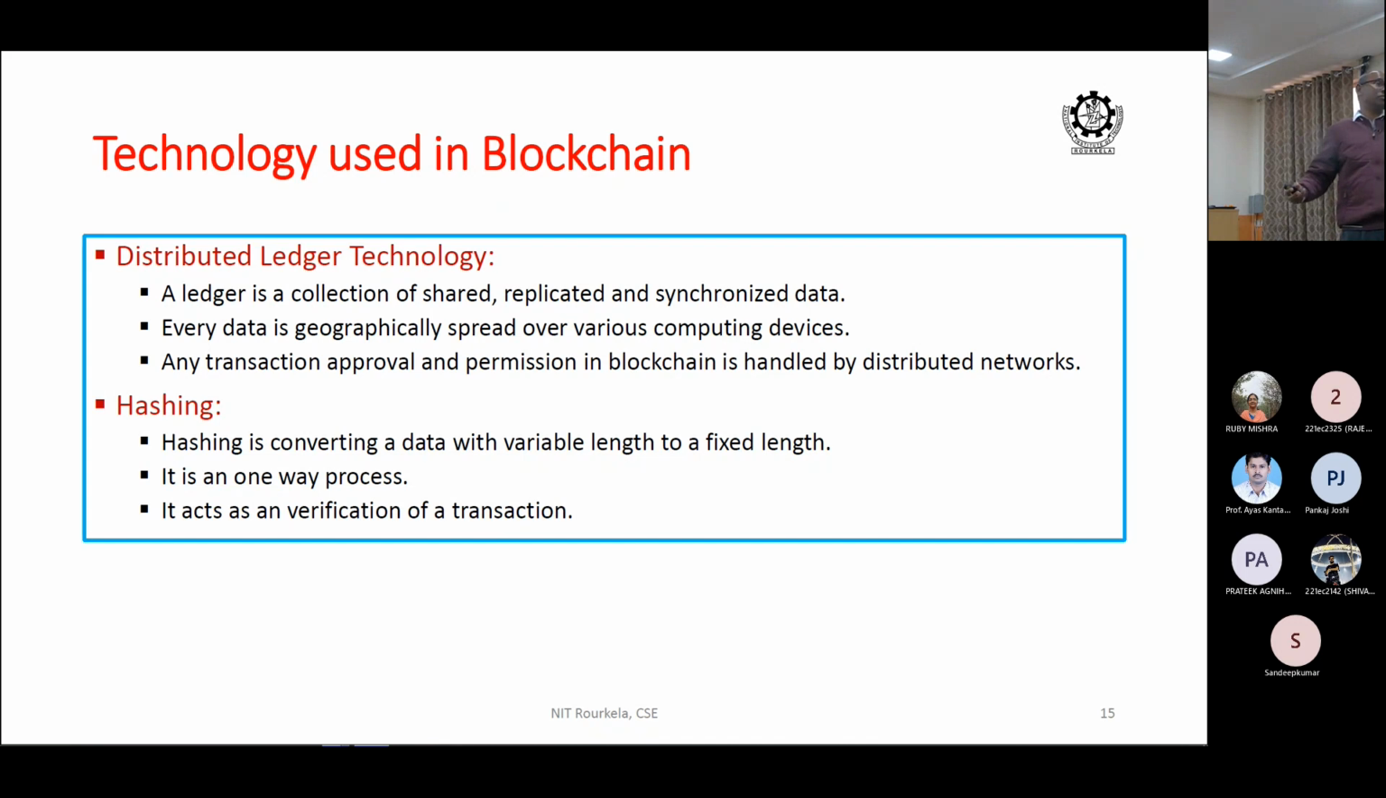So you make any transaction. If I make a payment for purchasing a cup of tea, then everyone in the network knows that I have purchased a cup of tea and how much money I spent on it. Everybody can see. So privacy is lost. But IoT needs privacy. Now, when you are using a blockchain, you have to keep in mind how privacy is ensured using blockchain technology. Any transaction approval and permission in blockchain is handled by the distributed network.